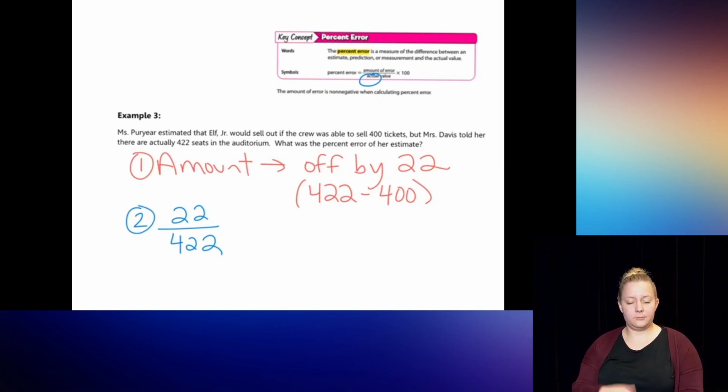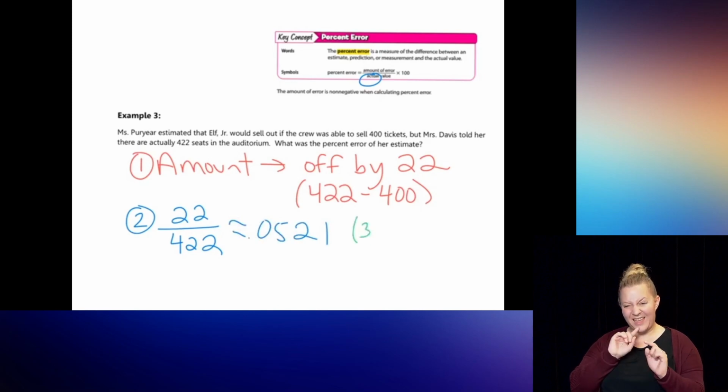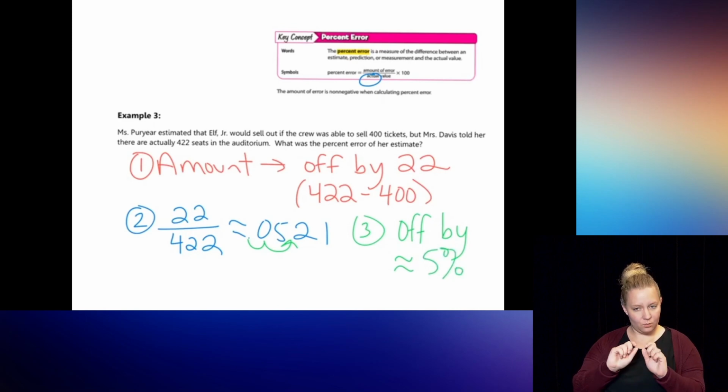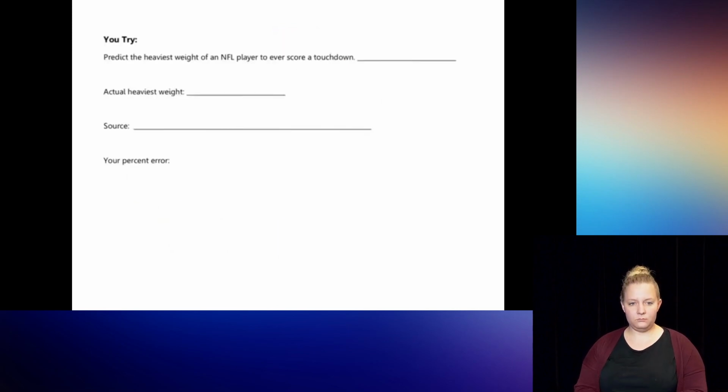When you divide this, you get about 0.0521. So then when we take that answer and we multiply it by 100 to turn it into a percent, it's 5. The next number is a 2, so I don't have to round off. So she was off by about, squiggly equal sign, remember, means about, 5%. It's not an increase or a decrease because nothing was changing. All right, since that was so similar, we don't need another example of that.